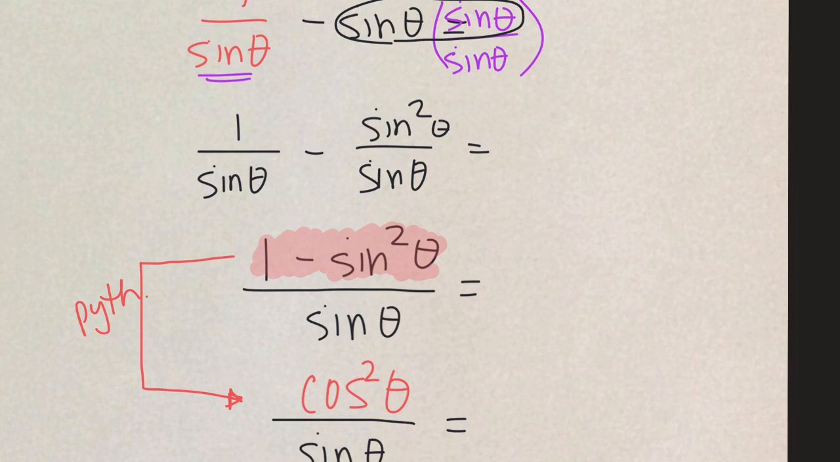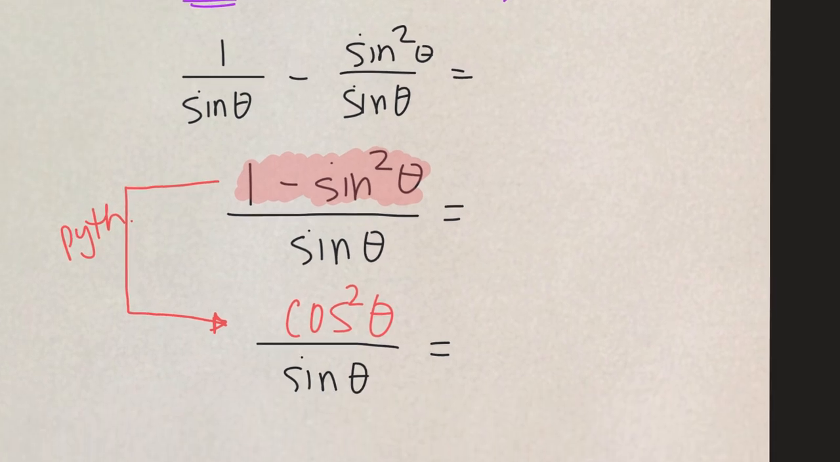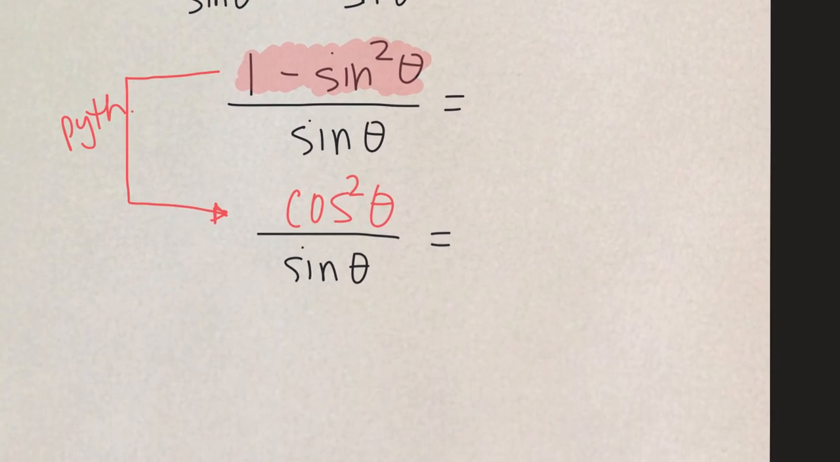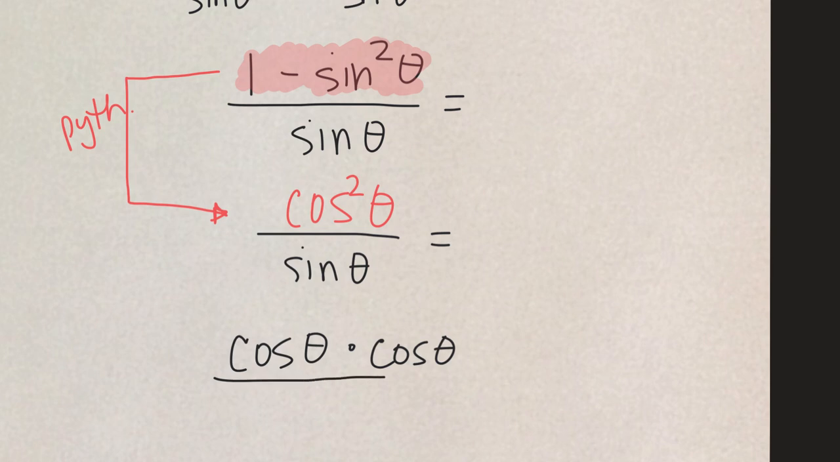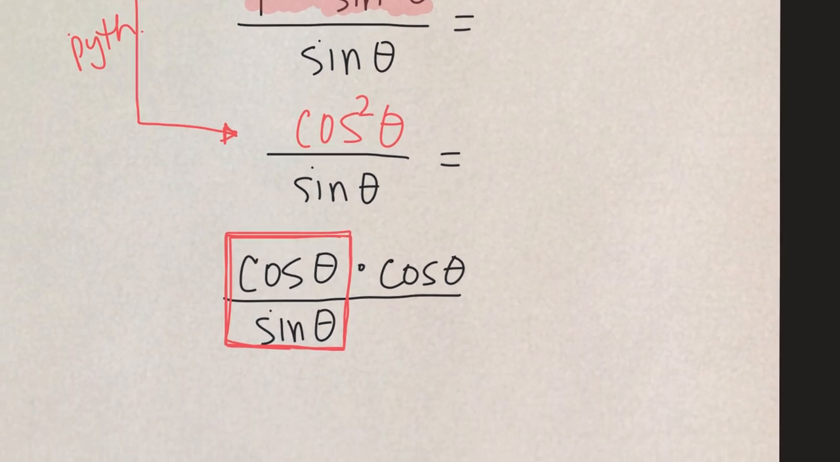What does it mean to square something? What does cosine squared mean? It means I multiply cosine by itself, right? Multiply cosine by itself. And I have one denominator of sine. Okay, well, this looks like it's a quotient identity, cosine divided by the sine. What can I replace cosine divided by sine with? Well, of course, I can replace that with cotan.